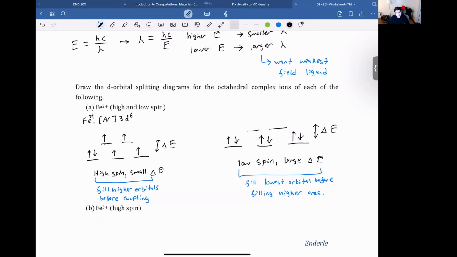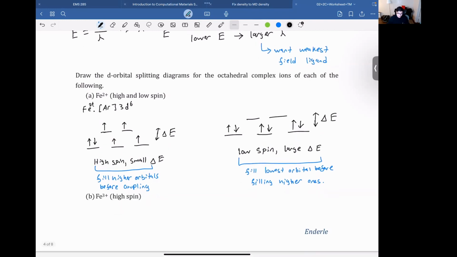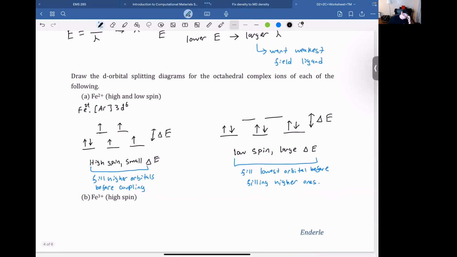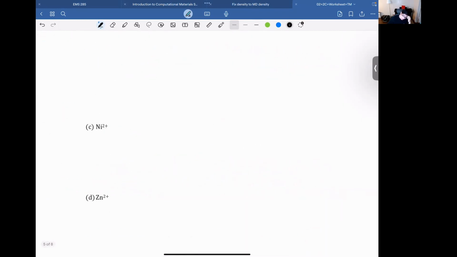So high spin, there's a small change in energy, so it's not super unfavorable to fill higher energy orbitals. With a low spin, there's a large gap in energy. Kind of think about spinning a basketball on your finger: the slower you're spinning it, the more likely it's going to fall off your finger. All right, going to the next one, we have iron 3 plus with high spin. So this is basically the same.